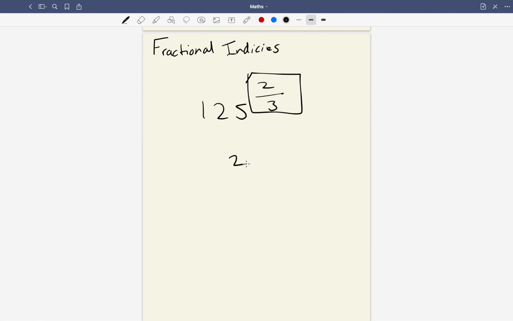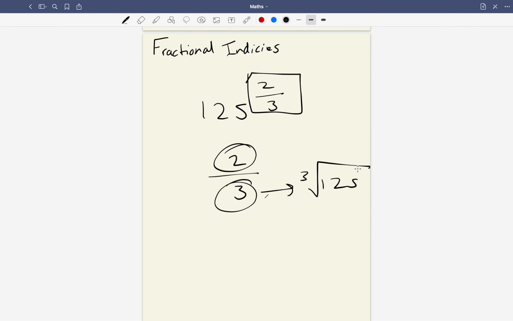There's two parts to it. So we've got the 2/3 and we've got this 2 and we've got this 3. This is the way I'd look at it. So first of all, I'd start with the denominator, the number on the bottom. So this 3 here, what does that tell me? What that tells me is that we're going to cube root this number here, this 125, right? And obviously a cube root like that. So that's the first thing you do.